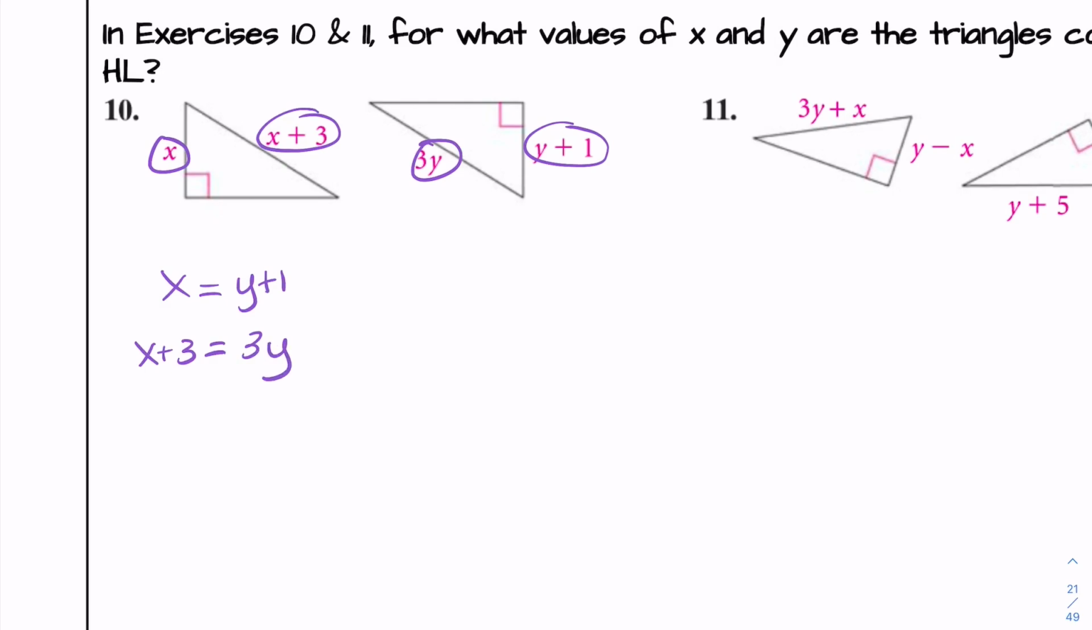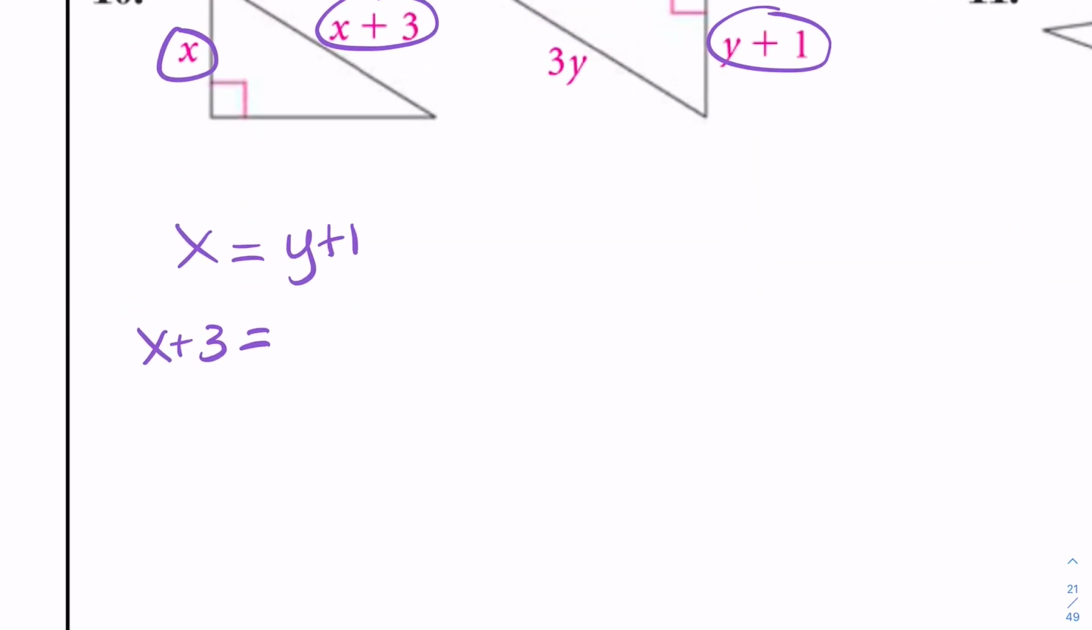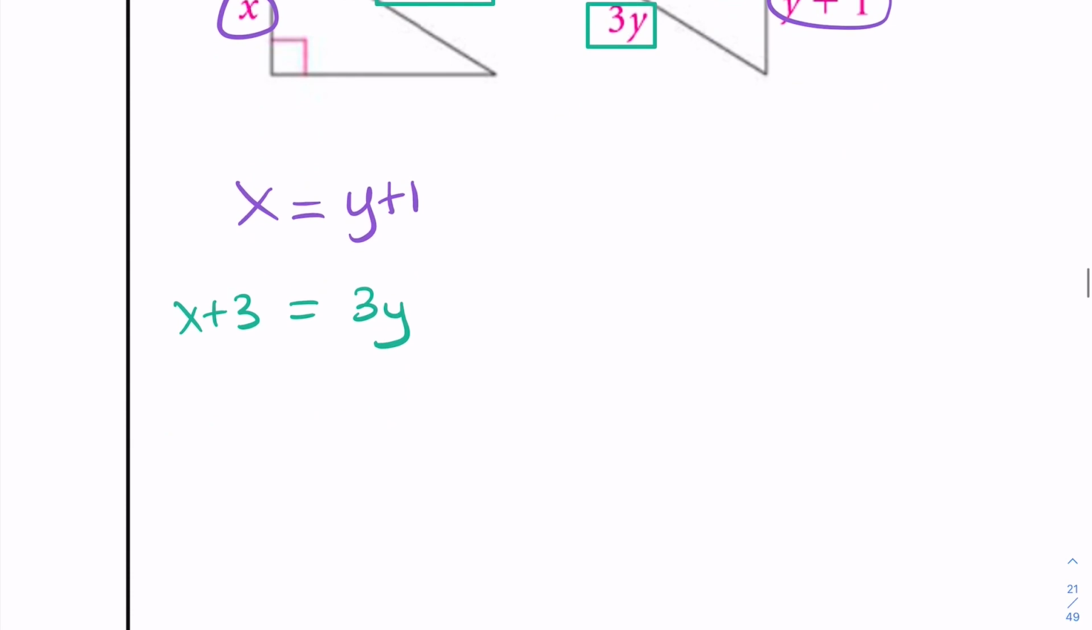And this is going to be, as you can see, for both of these, x plus 3 would have to equal 3y. This isn't that pretty. This is a system of equations, right? So you have this system of equations, and I'm just going to be consistent with what I'm setting equal, because those are your hypotenuses, and those are your legs. You're going to have to solve this.